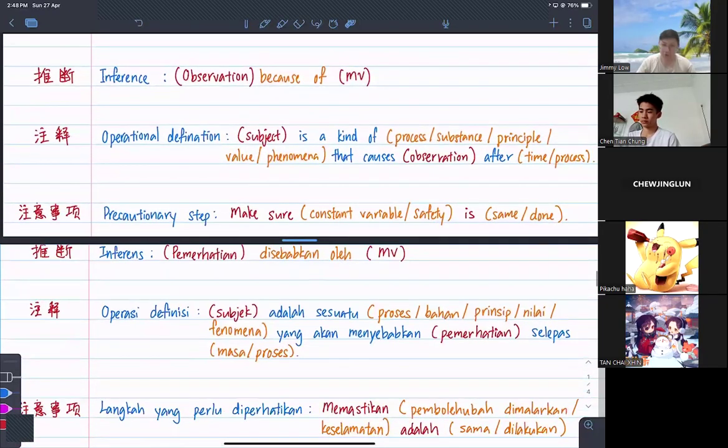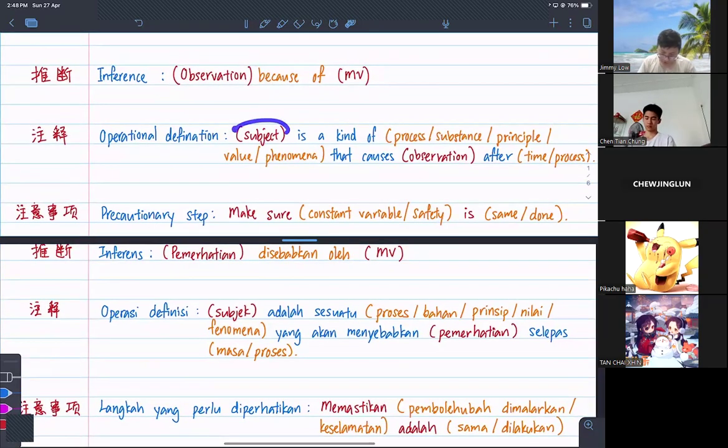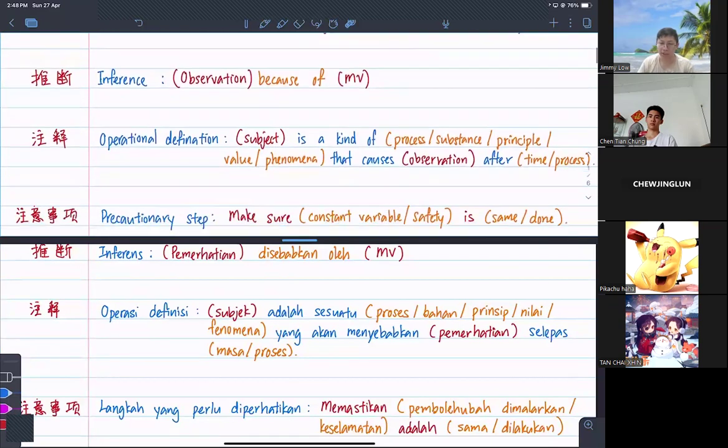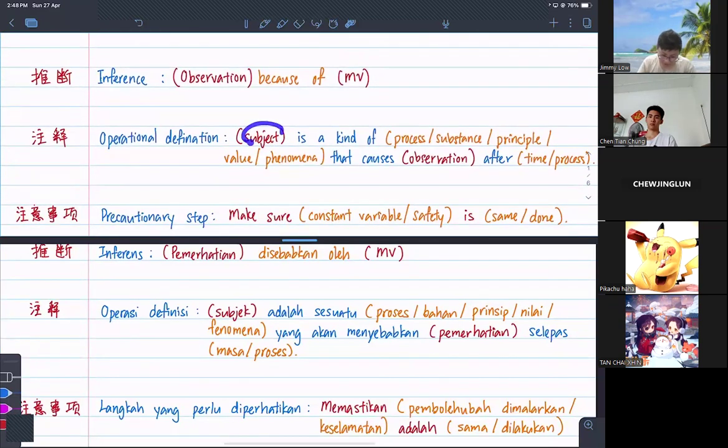Then when it comes to the operational definition, it is not as tough as you imagine. Actually this one is quite simple. We have a format here. Red color indicates the answers can be found in the question. Orange color indicates the word that you choose. For example, subject. I use back the bacteria stuff lah. Bacteria is a kind of substance. If you don't want to write substance, bacteria is a kind of microorganisms also can. You choose the word here.